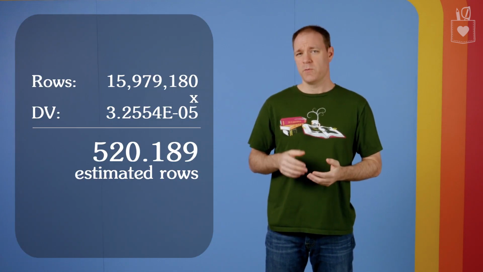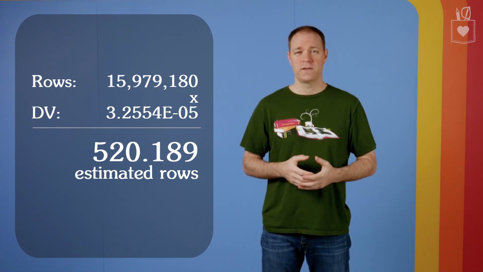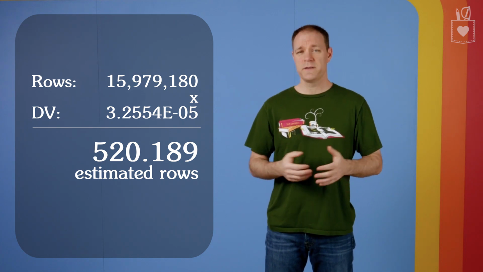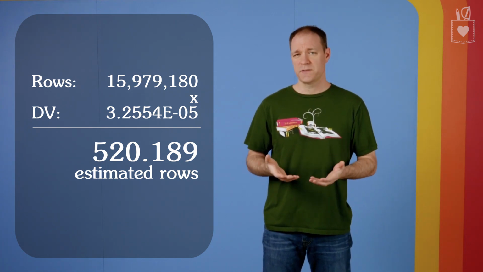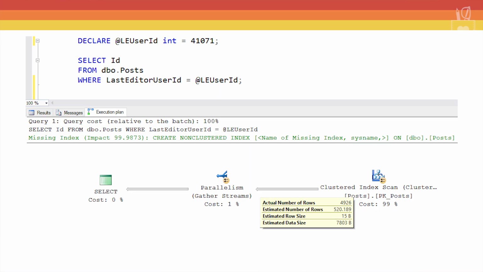The math behind the density vector is really pretty simple. We have 15.9 million rows in our table. We have a density vector of 3.25 times 10 to the minus 5. We just multiply those two together, and that gives us our estimate, 520 rows. So if the cardinality estimator can't see what value is being passed in, and we ask it how many rows are coming back, it can't use the EQ rows or even the average range rows. It has to be even less precise and use a density vector. And in this case, it tells us 520 rows.